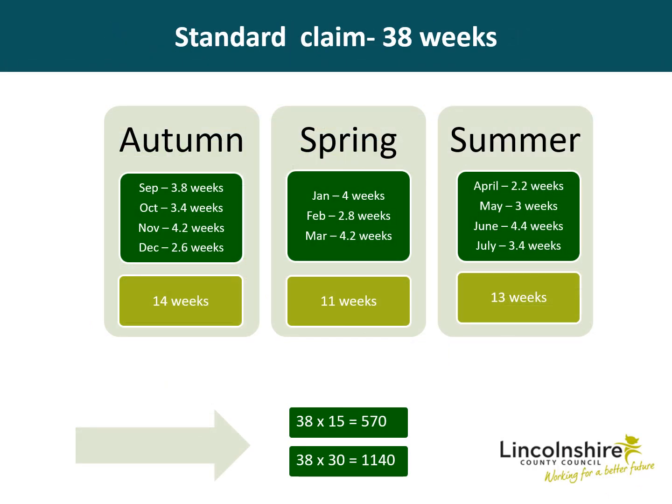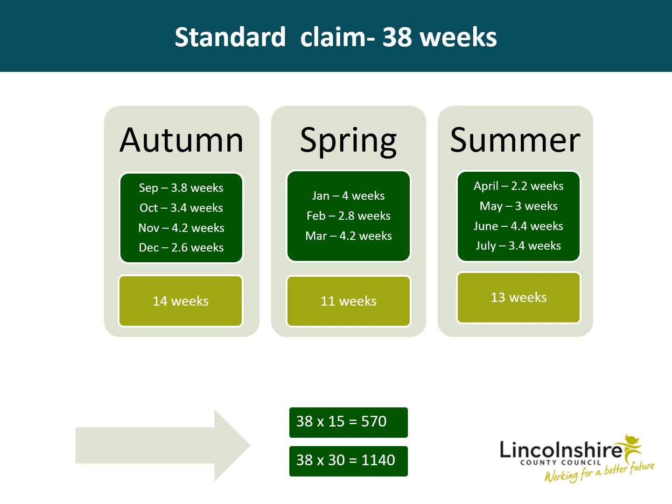Depending on their eligibility, a child may be able to access up to 570 hours or 1,140 hours over the academic year. We break this down over 38 weeks of the year for a standard claim. In the autumn term, we pay 14 weeks, and in the spring term 11 weeks, and in the summer term we pay 13 weeks. In total, these three terms add up to 38 weeks.